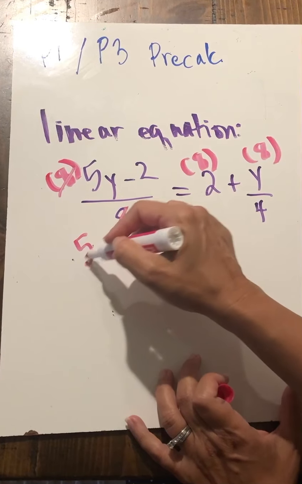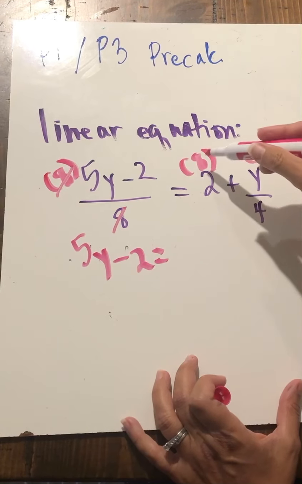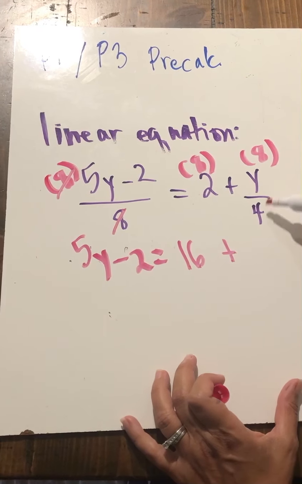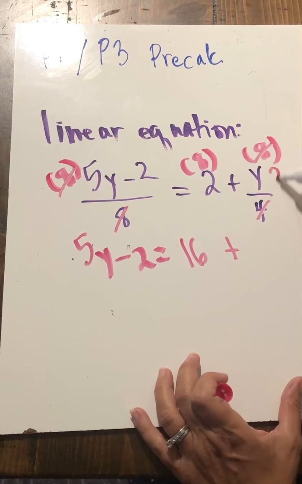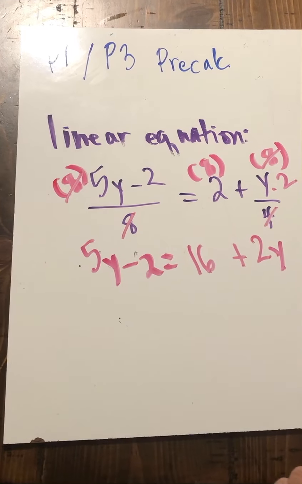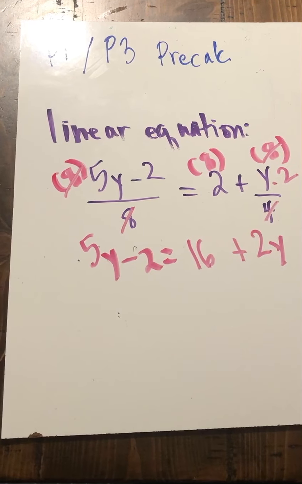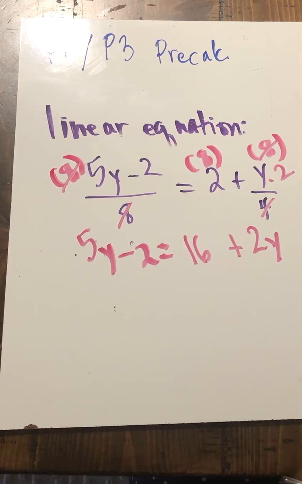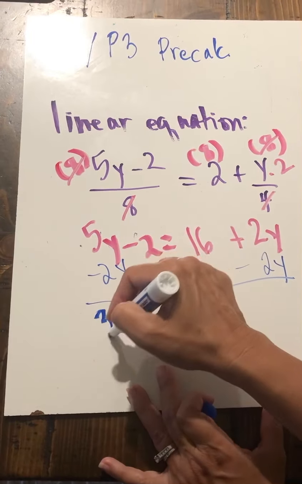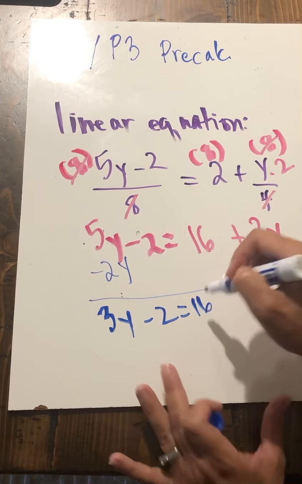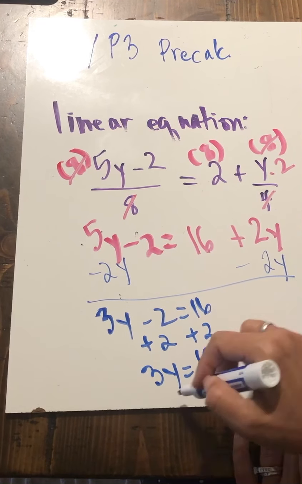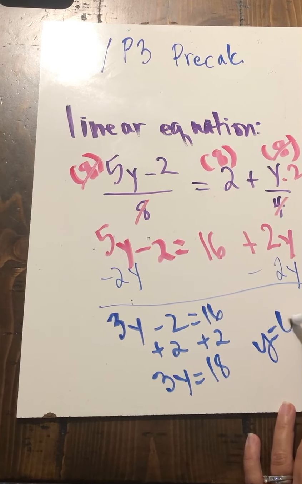You're just left with 5y minus 2. Is that equal to, now on the right side we multiply 8 times 2. I have to do it times each term. For this last term here, 4 goes into 8 2 times. And so you're left with a 2. So you're going to multiply 2 times y, which is 2y. We know that we have a linear equation because it's y to the first degree. So let's go ahead and get the variable on one side and the constant on the other. So I'm going to subtract 2y from each side. So I'm left with 3y minus 2 equals 16. Continue to solve. So I have 3y equals 18. Divide each side by 3. So the solution is y equals 6.